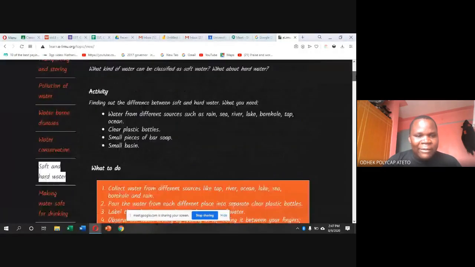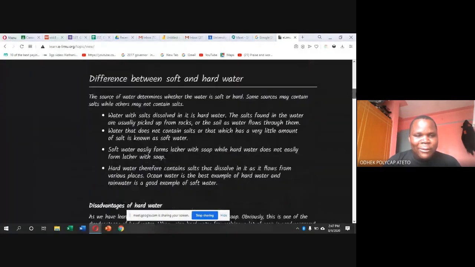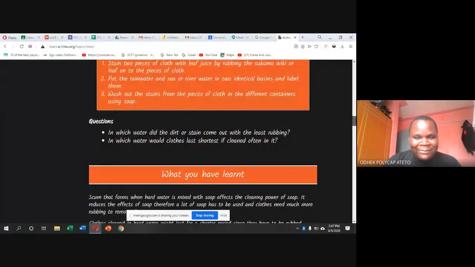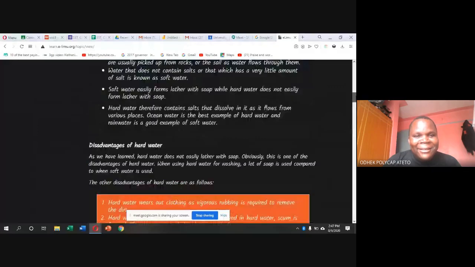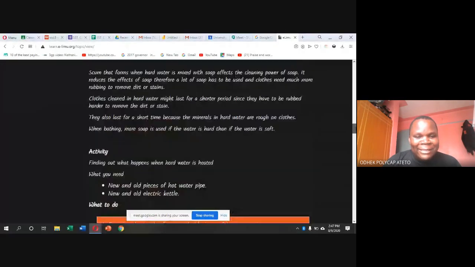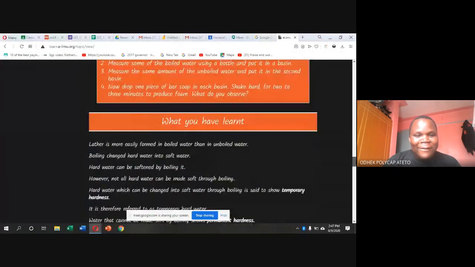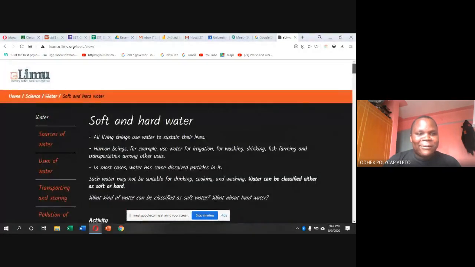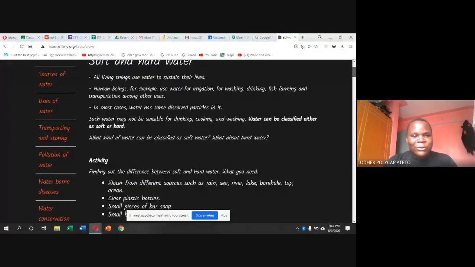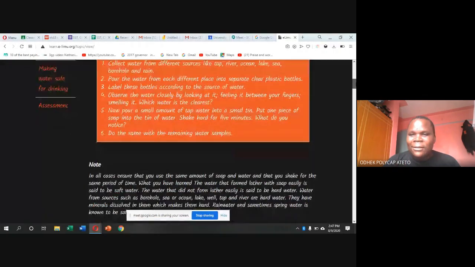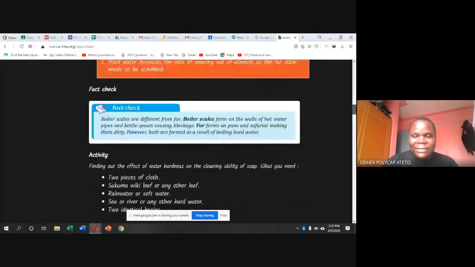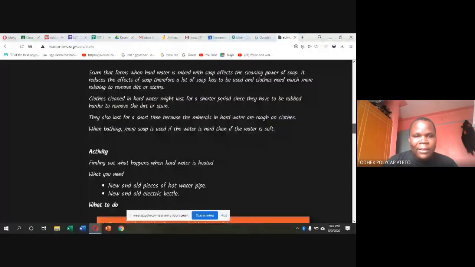I hope I will have a diagram. They have not given us any diagram, but I wanted to see one. I don't know why we don't have diagrams in this one. Okay, we don't have the diagrams. Well, sorry for that. But what you need to know is that soft water is water that lathers easily with soap, whereas hard water is water that does not lather easily with soap.